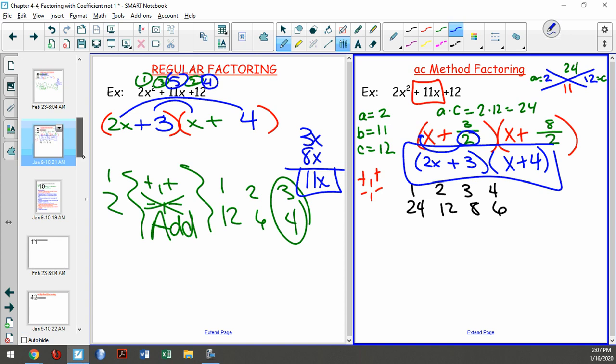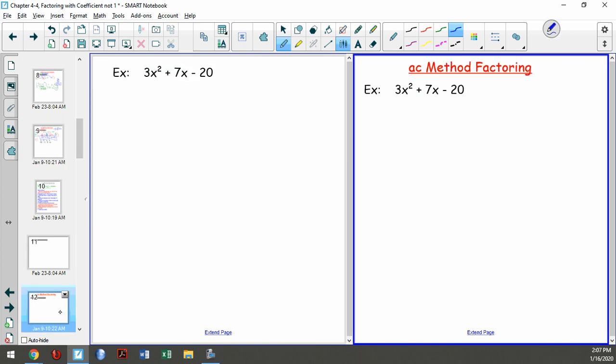Okay, so we're going to do the next 2 problems together. Here we go. Same exact 2 problems. Going to do both methods. Do we all understand that? So here we go. Do I have a GCF?